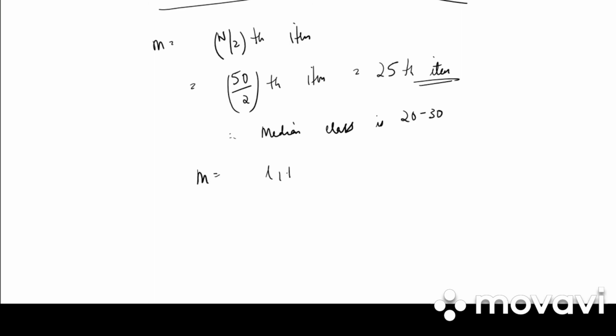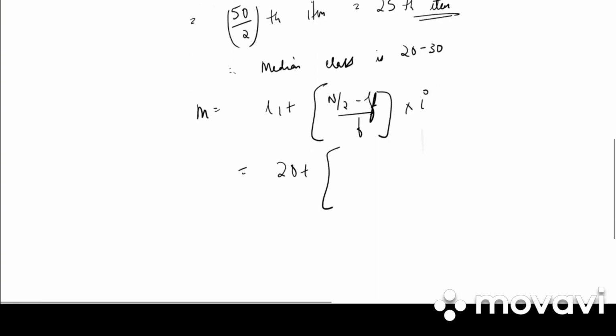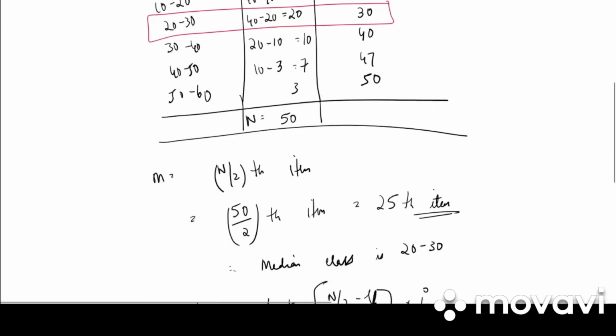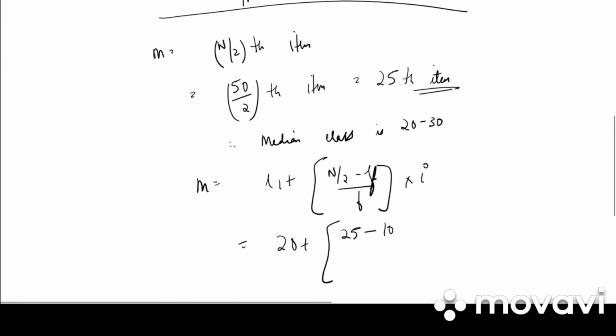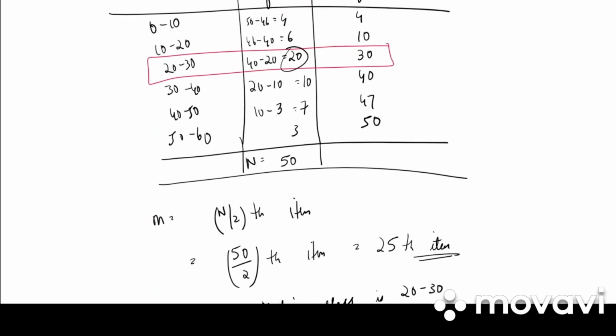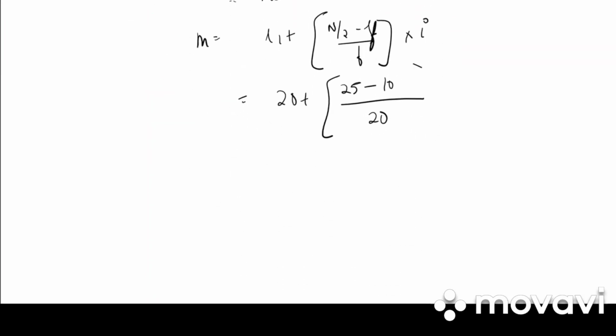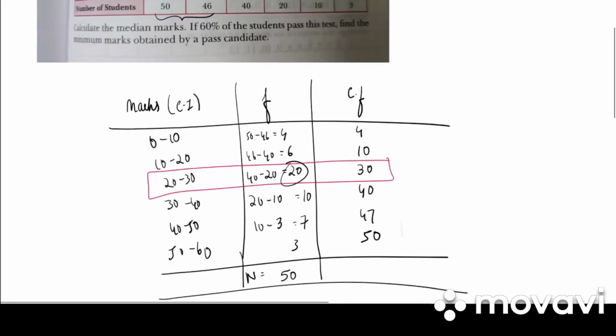So median is equal to L1 plus n by 2 minus Cf divided by f into i. 20 plus 25 minus, what is the cumulative frequency? 10. What is the frequency? 20. Divided by 20 into 10. So it is 20 plus 15 by 20 into 10. 20 plus 7.5, that is 27.5.